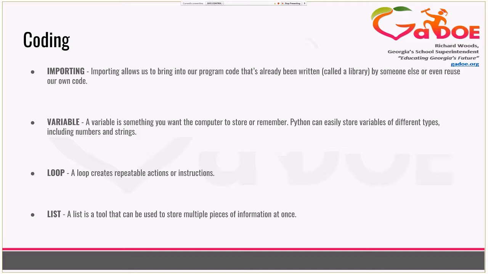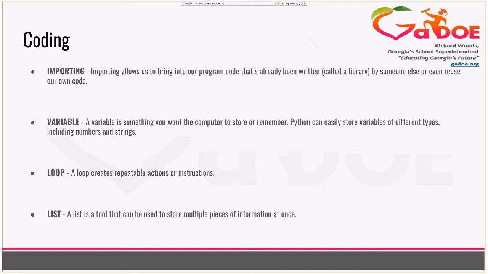So you can also write your own functions, which we learn much later on. That's usually by the end of 7th grade. I teach my students how to write their own functions, and they can actually import their own functions into another program. Variables is the way that computers store or remember information, right?